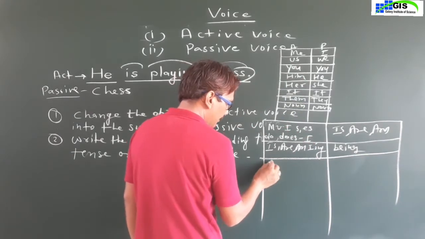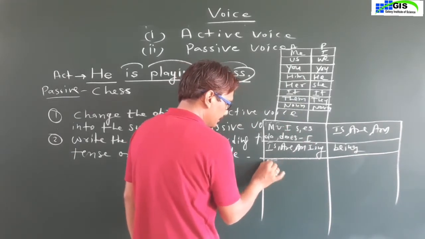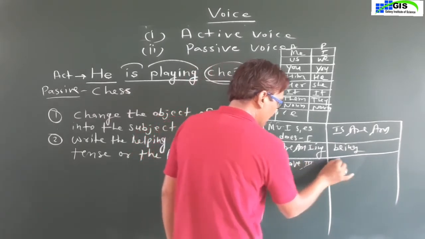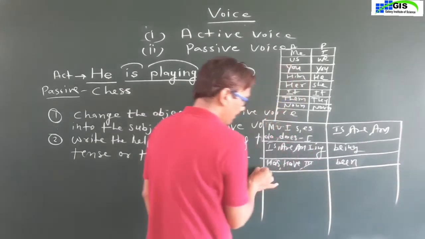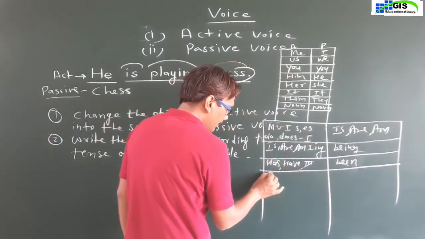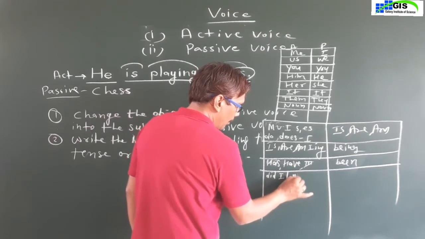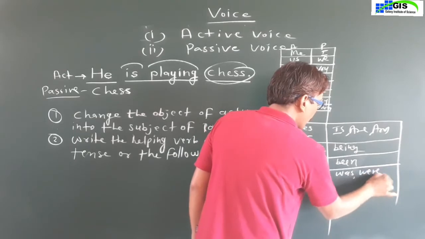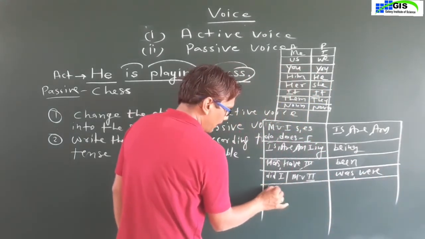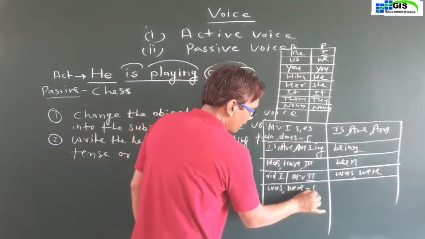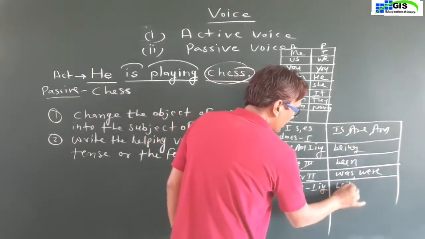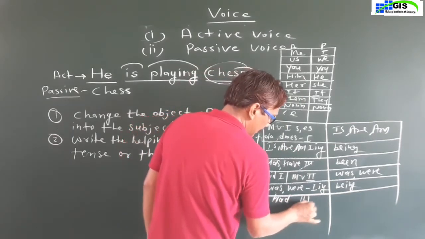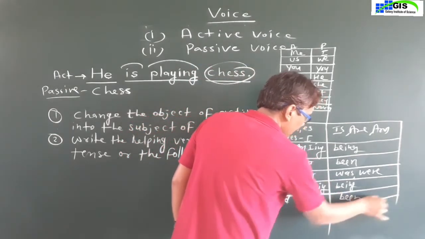If you find has, have, am, be third, use been. If you find did first or am, be second, use was, were. If you find was, were, ing, use being. If you find had, am, be third, use been.